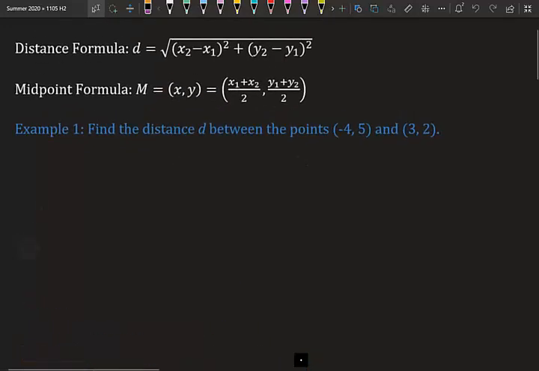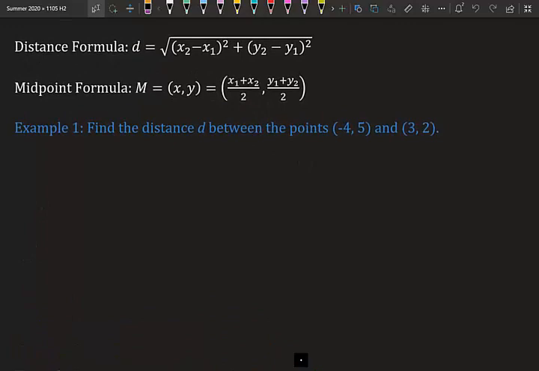All right, so the distance formula is d equals the square root of x2 minus x1 squared plus y2 minus y1 squared. The midpoint formula is a point, (x, y) equals ((x1 plus x2) over 2, (y1 plus y2) over 2). Let's find the distance between the points (-4, 5) and (3, 2).